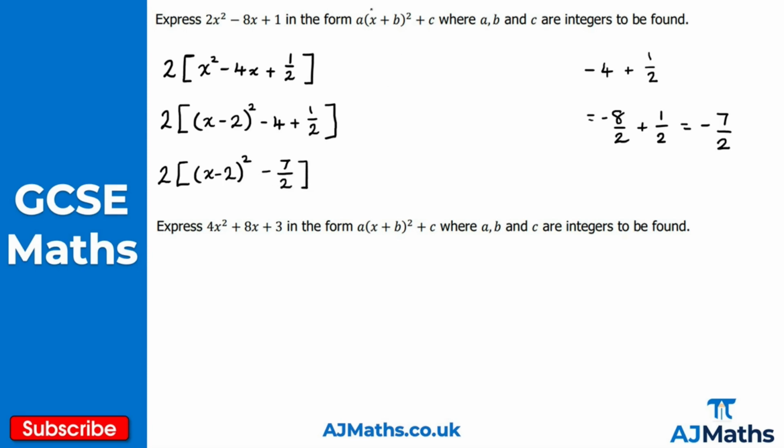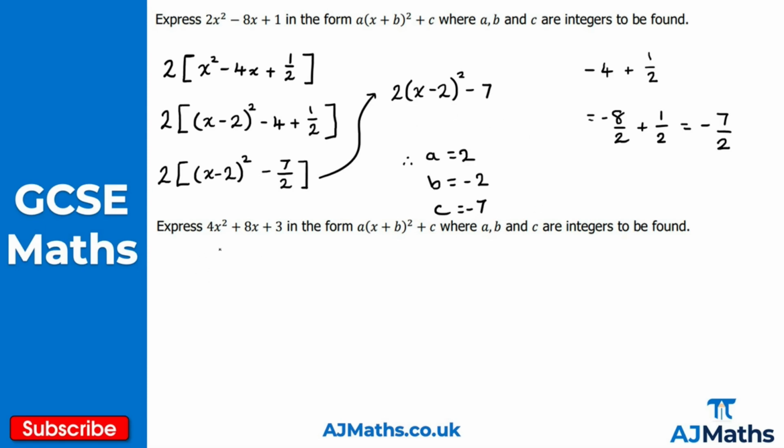And now finally, we can get it in this form here by multiplying through by 2. So we get 2 lots of x minus 2 all squared minus 7, because minus 7 over 2 times 2, the 2's will just cancel. I get left with minus 7 there. Okay, so therefore, we can note the values of A, which is 2, B is minus 2, and C here is minus 7. Okay, and that's our solution to the first question.